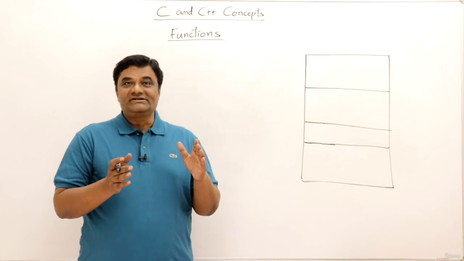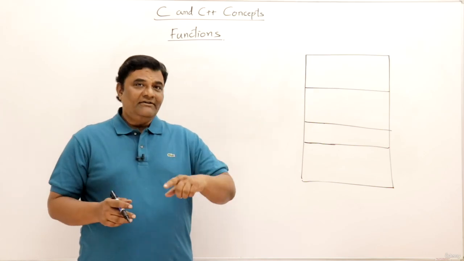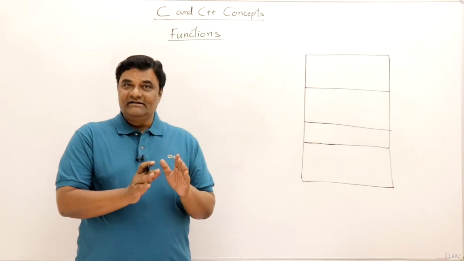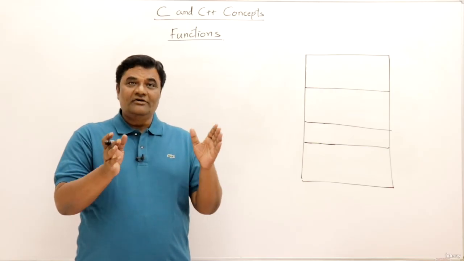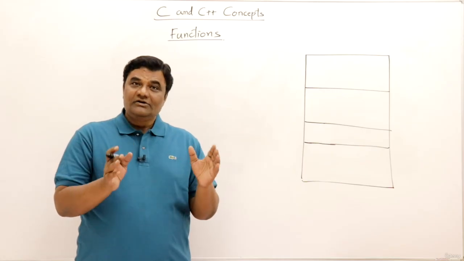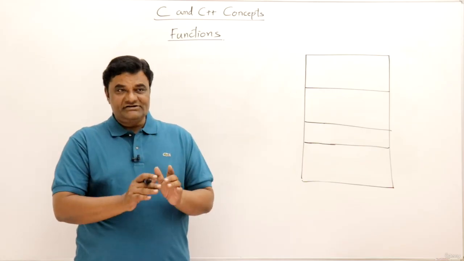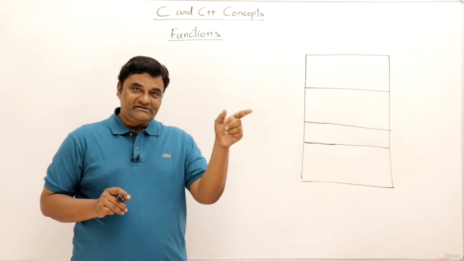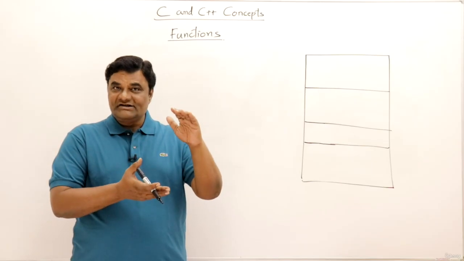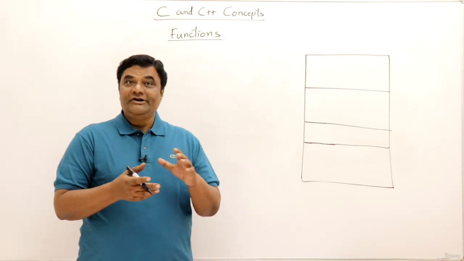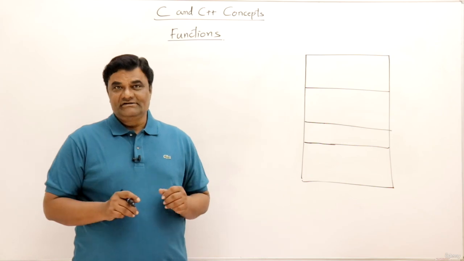What are functions? A function is a piece of code which performs a specific task. We have already studied structures. In structure, I said that a structure is a group of related data members. Now, a function is a group of related instructions which perform a specific task. So, grouping data is a structure. Grouping instructions is a function. Functions are also called modules or procedures.